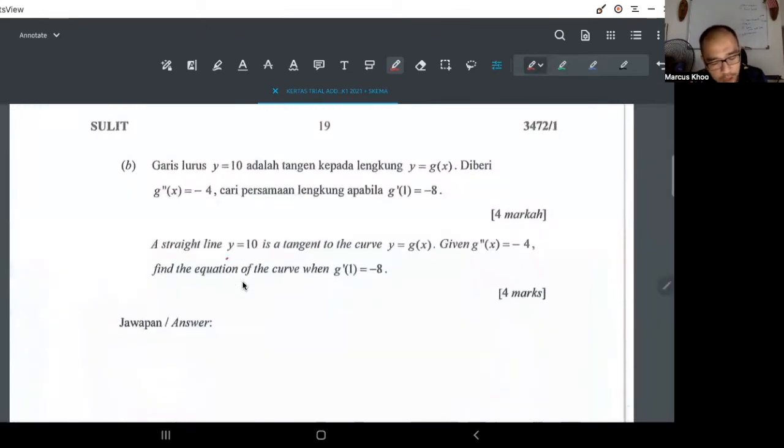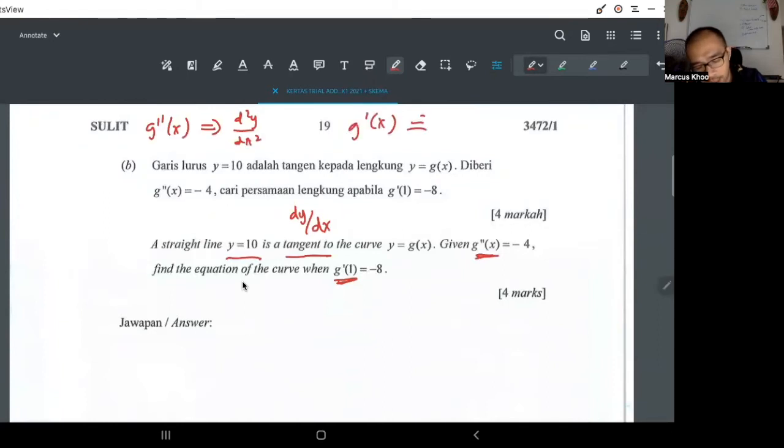A straight line y equals 10 is a tangent to the curve y equals g(x). Again, when we see tangent, we are thinking of dy/dx, there is a certain gradient over there. Now this symbol, I hope you know what this means. G double prime x is the same as d2y/dx2, and g prime x is the same as dy/dx. So they're telling you that dy/dx, when x equals 1, is equal to negative 8. The question is to find the equation of the curve, which is y equals to something.